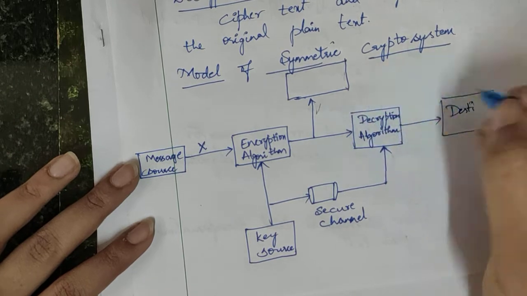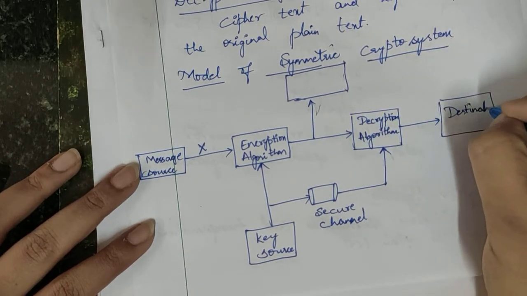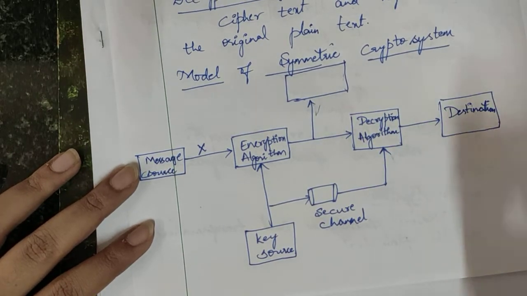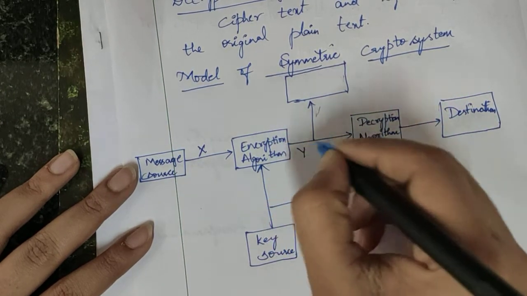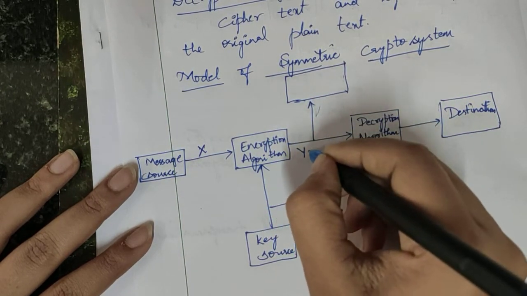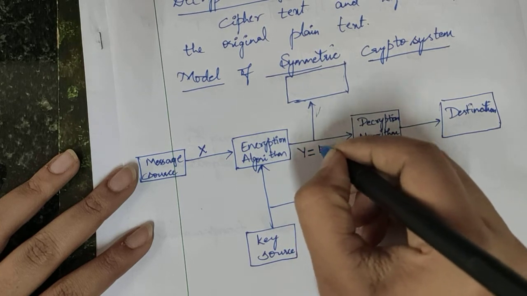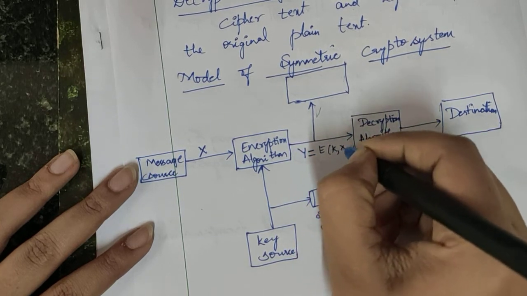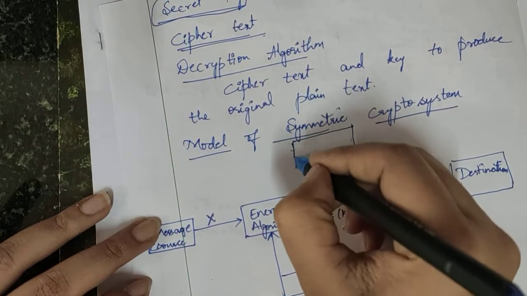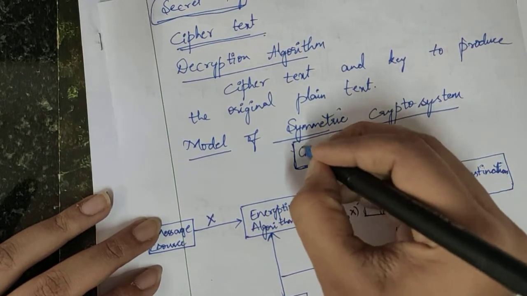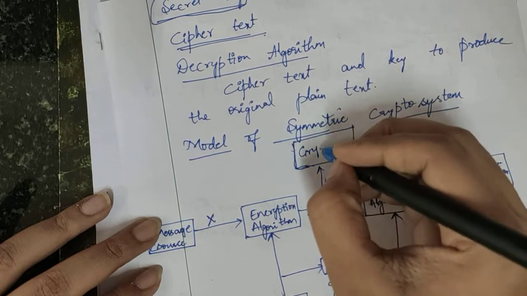Since I have message source X, I will be having a destination which is nothing but your plain text again. So I can represent this transmission as Y is equal to E of K comma X. Here it will be X itself. So this block is nothing but the cryptanalyst.